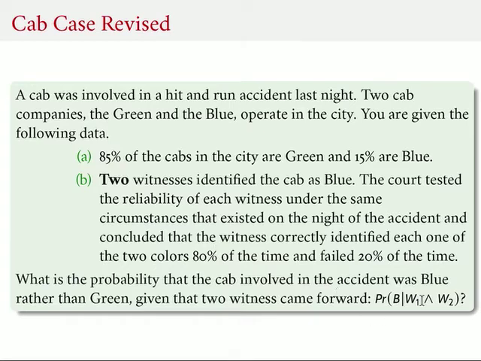And so given the testimony of the two witnesses saying that the cab was blue, we can ask, what is the probability that it was blue given that the first witness says it's blue and the second witness says it's blue? That is, what is the probability of this hypothesis that the cab was in fact blue, given these two pieces of evidence from these two witnesses? And now let's use Bayes' theorem to calculate this probability.